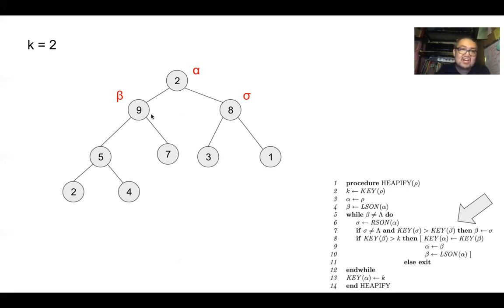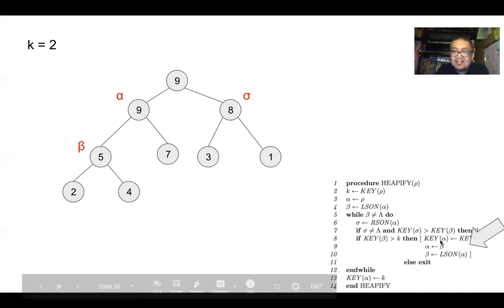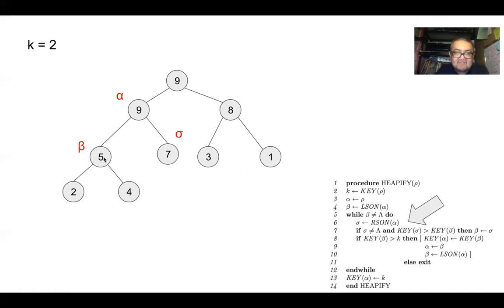Since we know that 9 is greater than 8, and 9 is the largest value in the whole complete binary tree, we will now put 9 here, since that should be the root of that binary tree for it to be a heap. And then we will just repeat the process. Alpha will point here, beta will point to the left hand of alpha, and sigma will point to the right hand of alpha. We compare them again. Since the value at sigma is greater than the value of beta, beta will now move here.